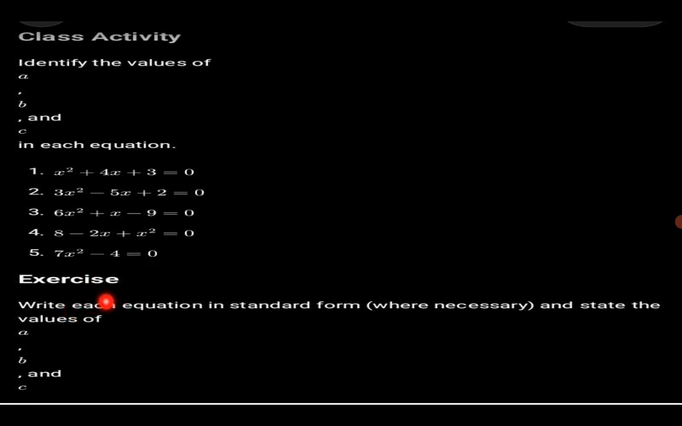Write each equation in standard form where necessary and state the values of a, b, and c. You find that some of the equations among these are not in standard form. They are not in the form of ax squared plus bx plus c equals 0. So for those equations, write the equations in standard form and state the values of a, b, and c.